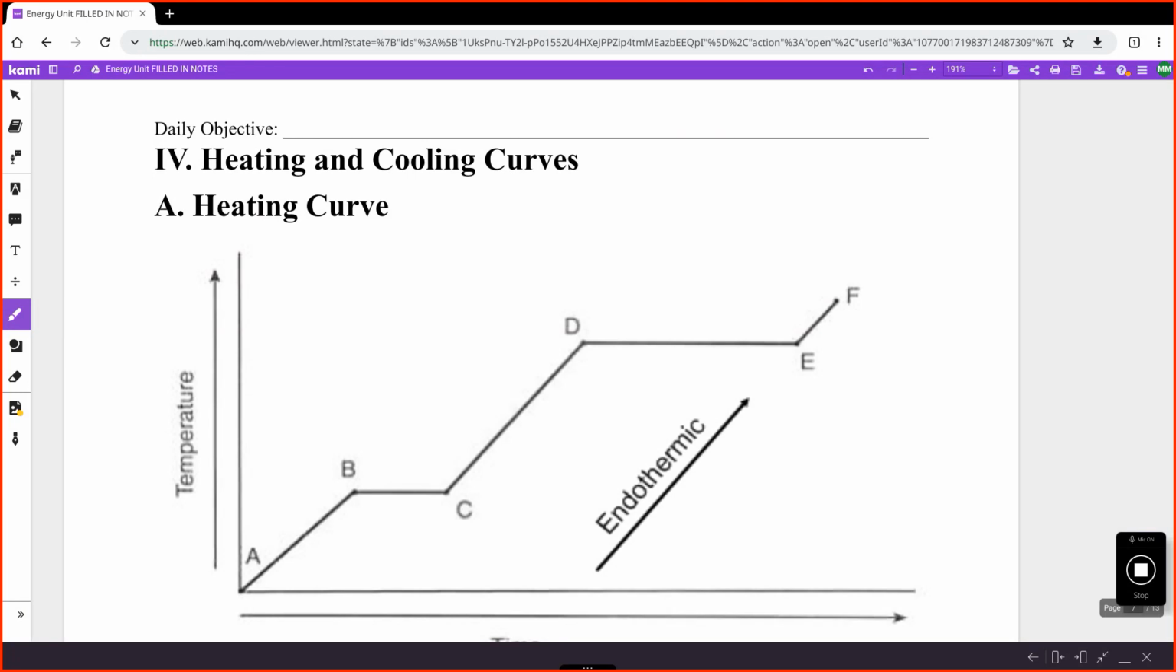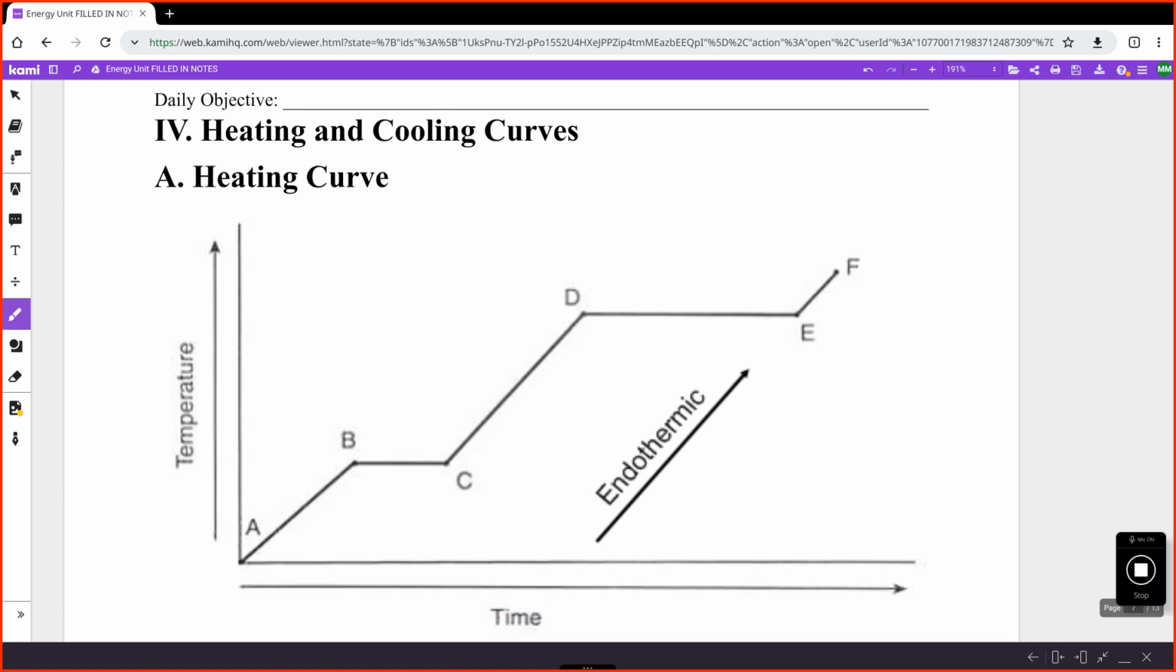All right, welcome to the next video where we're going to be talking about heating and cooling curves. And for these, it's just really being able to look at this picture and understand what's happening. We've talked a lot so far about this word temperature. And really what temperature relates to is kinetic energy or the speed. And with that in mind, this graph becomes really easy to understand.